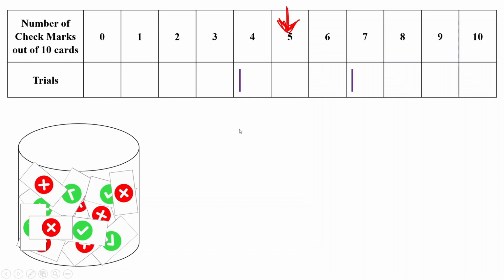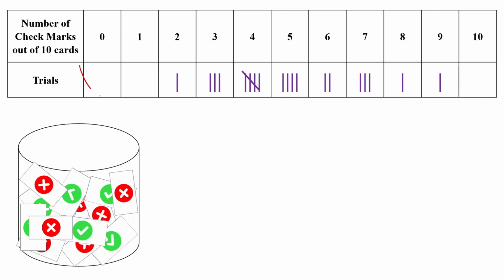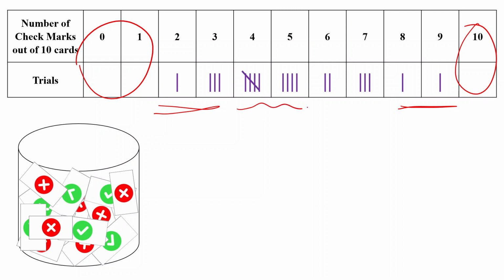Here's my data. I already did this activity off screen. I did it 20 times, and here are my results. Each tally mark represents a sample of 10 that I have picked. I can see I got nothing in the extremes. I got a low number of trials out here. They're all centered right around here in the middle.